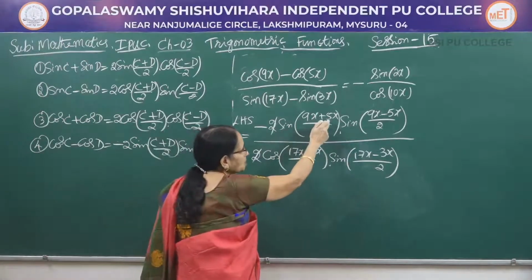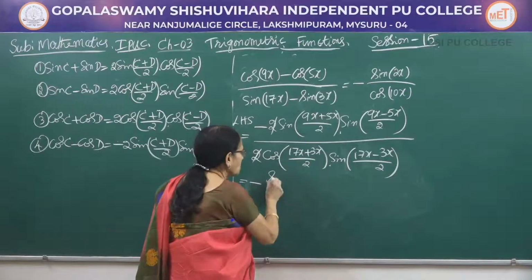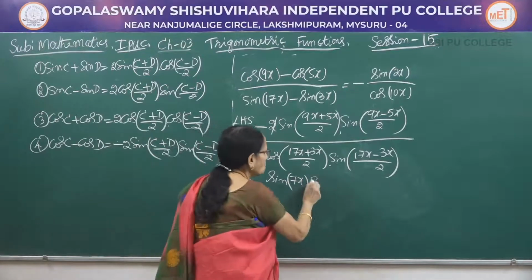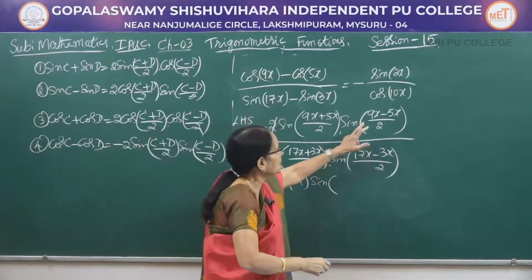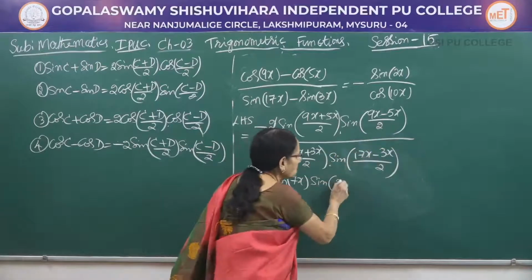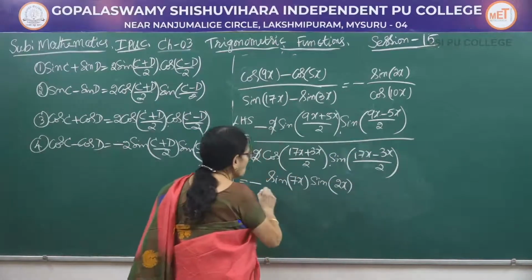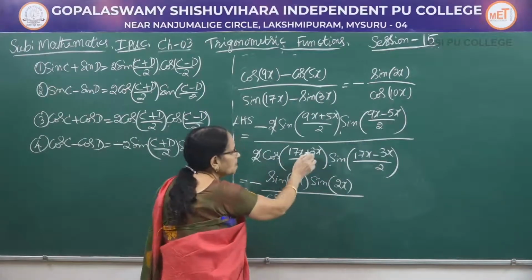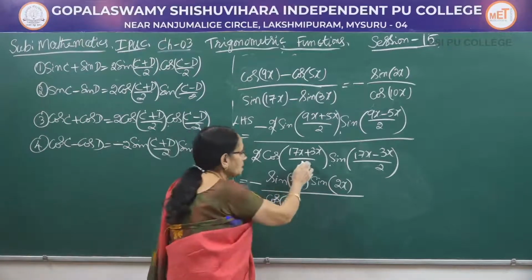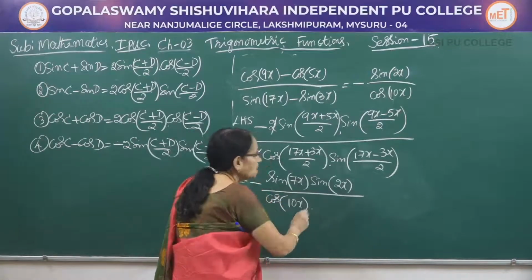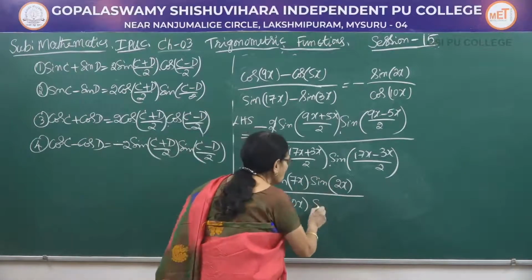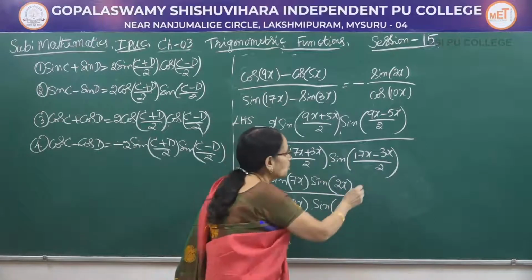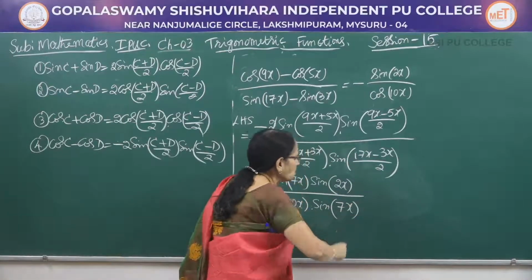Now, let us simplify here. 9 plus 5, 14, 14x divided by 2, that becomes 7x. Sin of 7x into sin of 9 minus 5, that is 4, divided by 2, that would be equal to 2x. Now come to the denominator, cos of 17 plus 3, that is 20x, 20 divided by 2, that would be 10x. The last one is sin of 17 minus 3, how much is that? 14. 14 divided by 2, that would be equal to 7x.